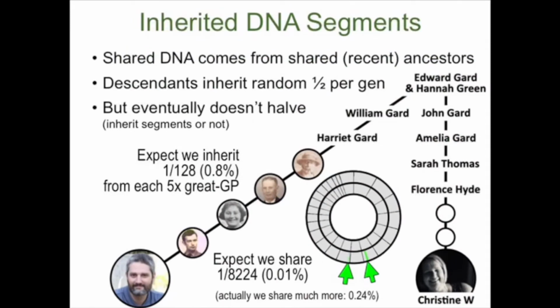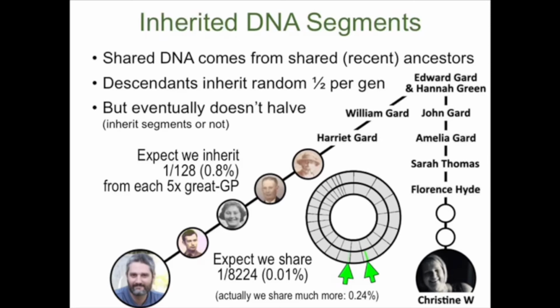So, for example, if we go back to two of my 5 times great-grandparents, a couple, Edward Gard and Hannah Green, it's expected that from any of our 5 times great-grandparents, any apple as well, has inherited 1/128th or 0.8% from each of those ancestors. Descendants inherit a random half at every generation. Eventually it doesn't halve, so those little slivers that you see either are there or they're not there in a generation. They don't just get smaller and smaller and slice in half. Once they get to about a quarter of a chromosome or so, they're either there or they're not there.